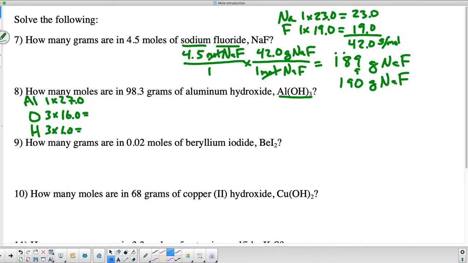Okay, so as we go through here, I get 27.0. 3 times 16 is 48, and 3 times 1 is 3. Like that. And I add all of that up. So what is that? That's 30 plus 48. Looks like it's 78 grams per mole. And then I get 98.3 grams of aluminum hydroxide.